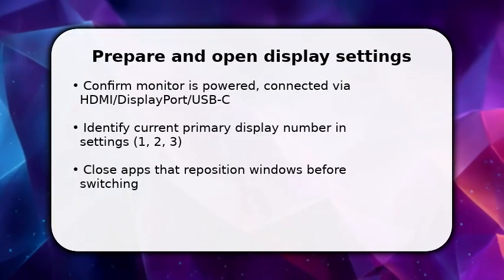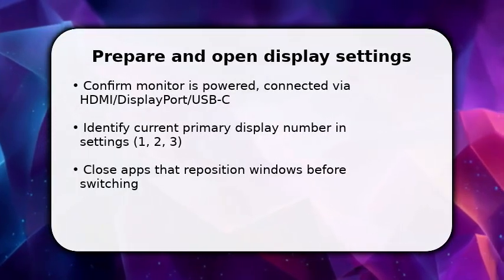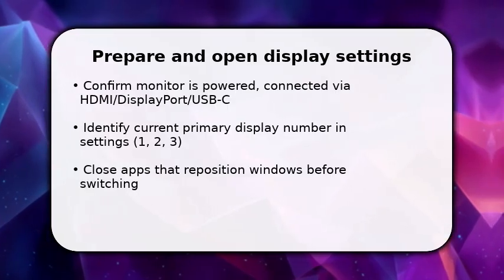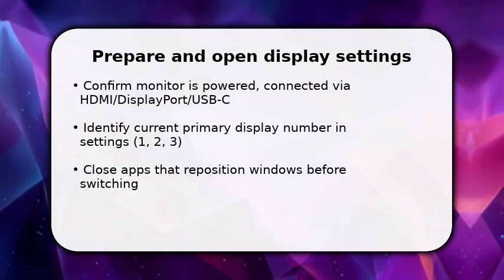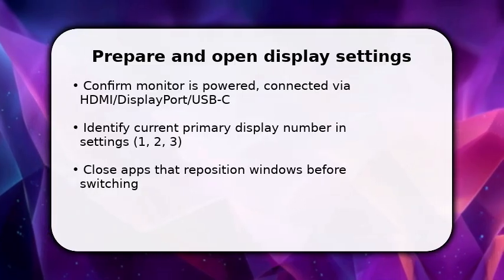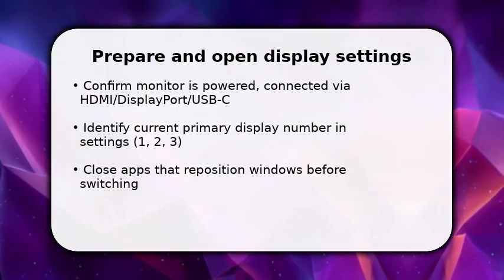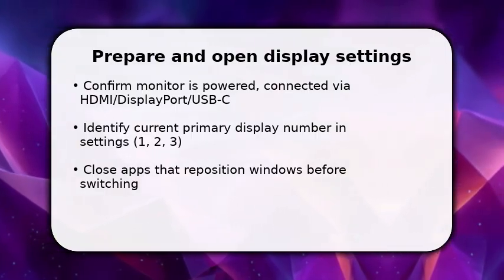You'll start by checking cables and power so the system recognizes the monitor immediately. Open Display Settings now. On Windows, search Display, and on macOS, open System Preferences, Displays. Your goal is to see the numbered displays. That number tells you which monitor the OS treats as primary.